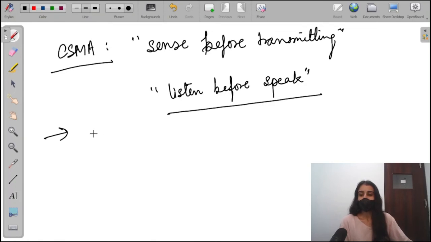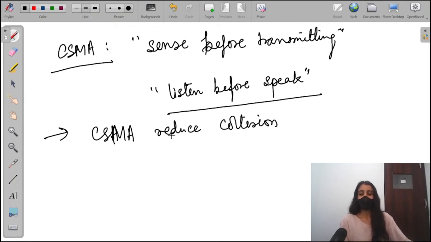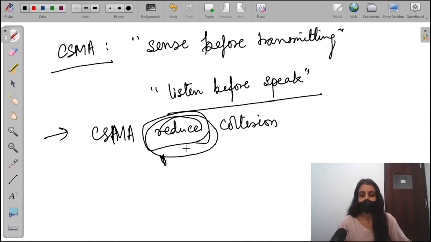After that, CSMA can only reduce collision, it can't remove collision. So why, even after applying the CSMA protocol, is collision still happening? Because of propagation delay.